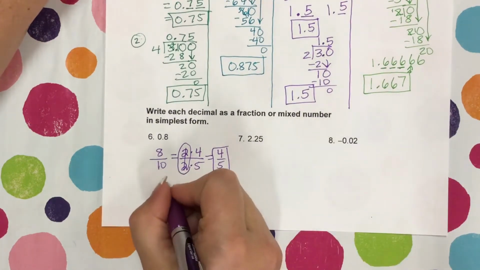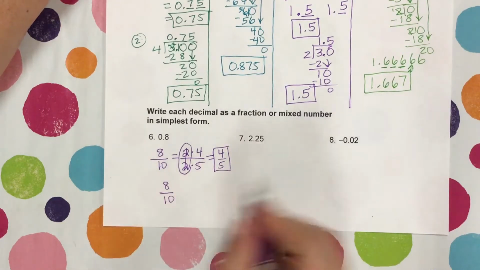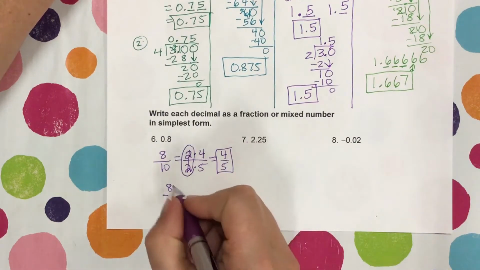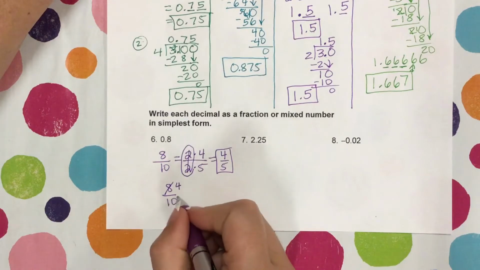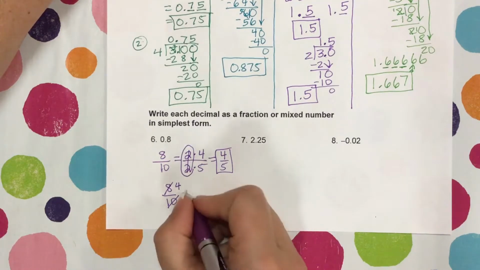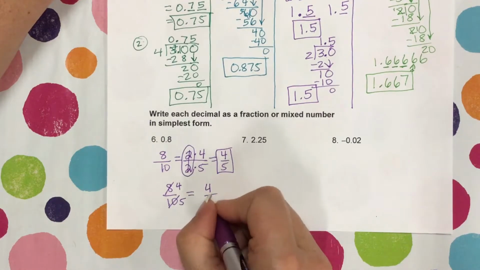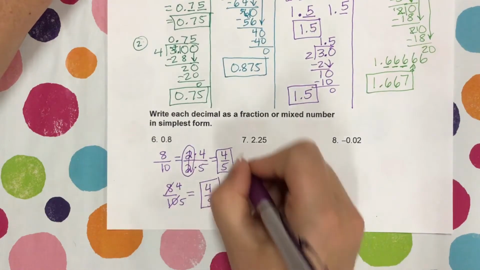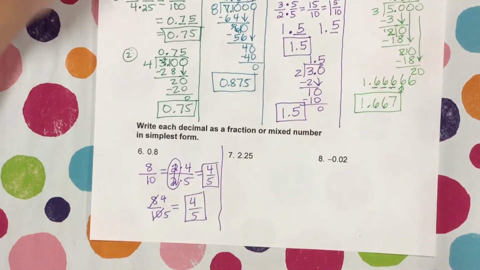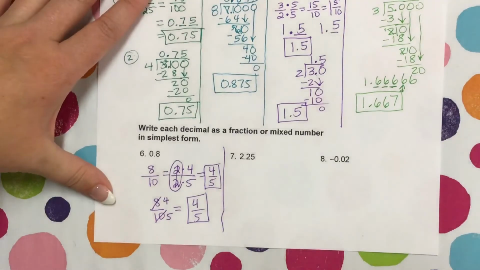However, I would be totally okay if for 8/10 you recognize that 2 goes into 8 4 times and 2 goes into 10 5 times, and you get your answer 4/5 that way. That is okay with me. So let's go on to number 7.